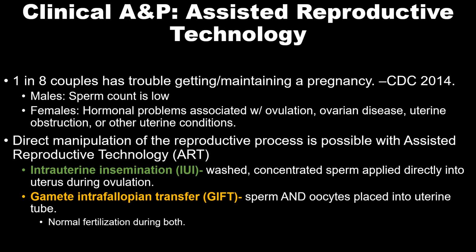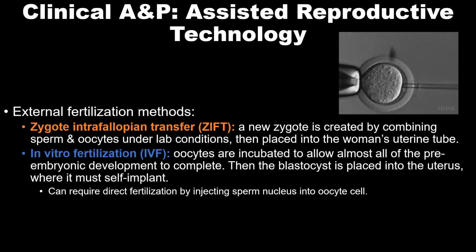There is a similar procedure called gamete intrafallopian transfer, or GIFT. With GIFT, the sperm and the oocytes are placed together in the woman's uterine tube. Now, fertilization is still going to have to take place normally and naturally, and the developmental steps all remain unaltered. Now, there are other processes that may involve external fertilization of the oocytes. There's zygote intrafallopian transfer, ZIFT.